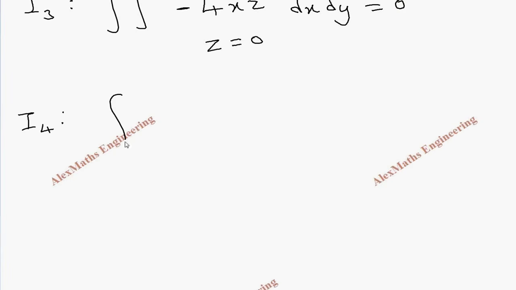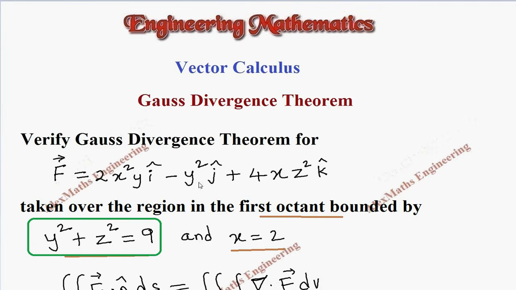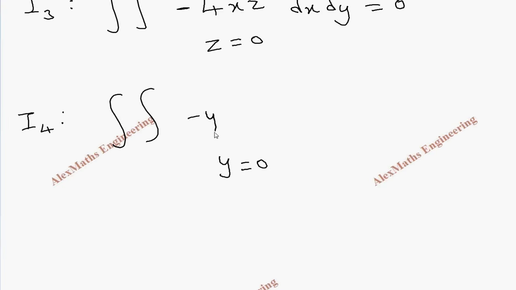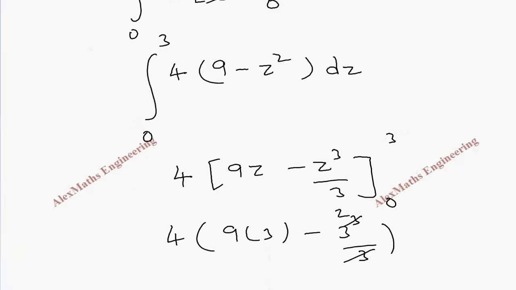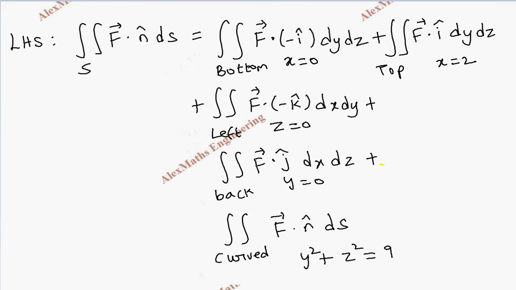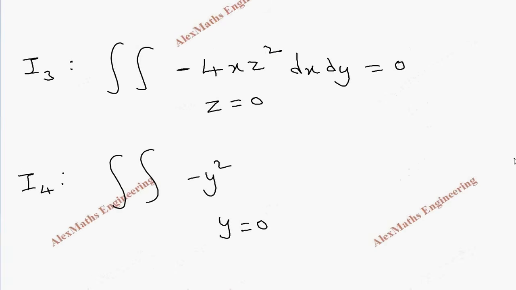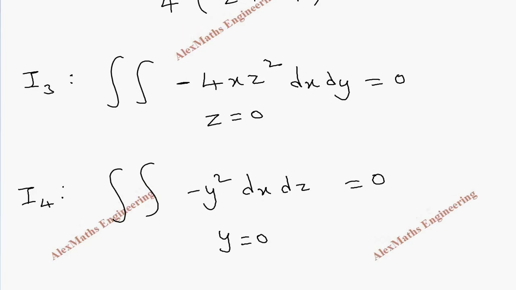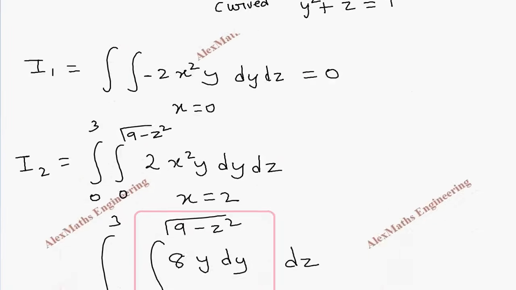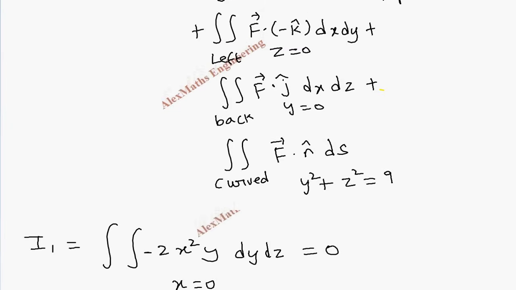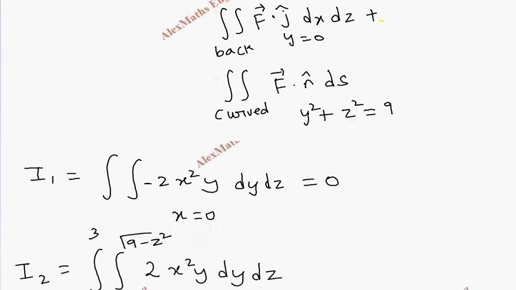So double integral, y is 0. From the question it is minus y square, the coefficient of j. So minus y square dx dz. Since y is 0, everything becomes 0. Now coming to the last part, which is the curved surface, f dot n cap ds.